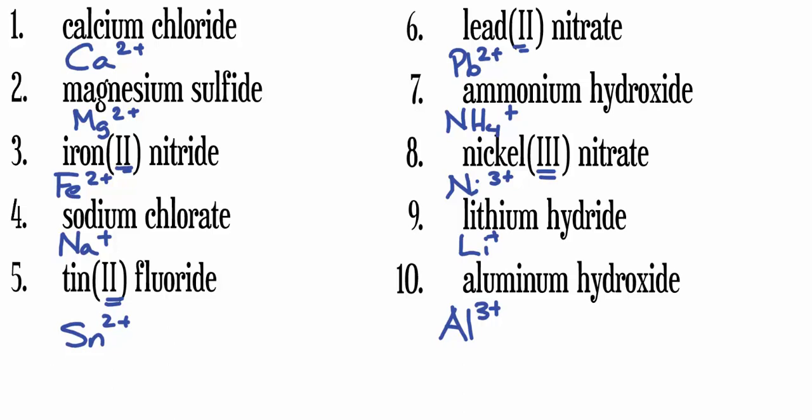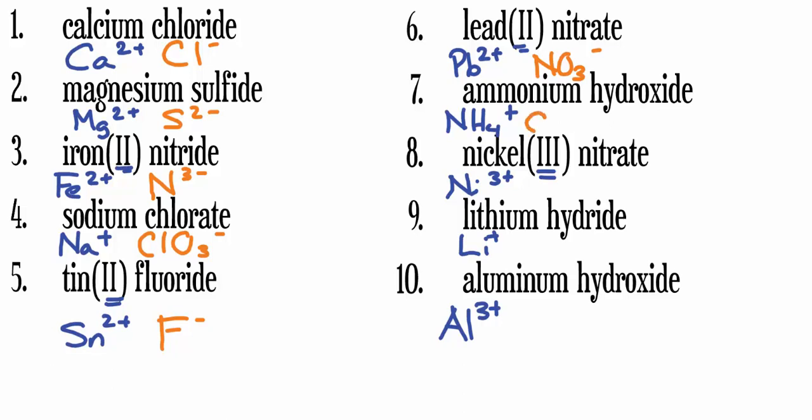I'll then sweep through and add in the anion. We have chlorine with a -1 charge, sulfur with a -2 charge, nitrogen with a -3 charge, chlorate. The ATE ending really strongly indicates that I should look at my polyatomic ion sheet, and I find ClO3 with a -1 charge. Next we have fluorine with a -1. Nitrate, the ATE ending, sends me to my polyatomic ion sheet, where I find NO3 with a -1 charge.